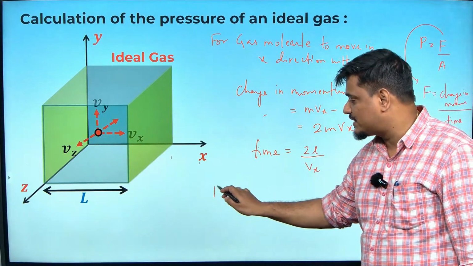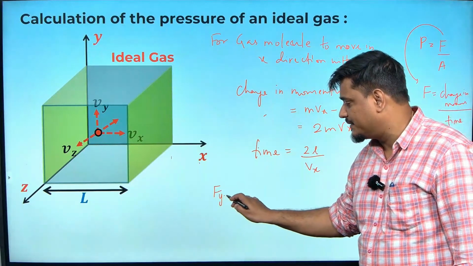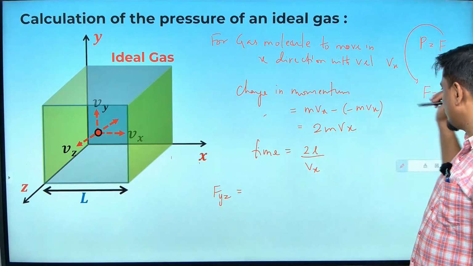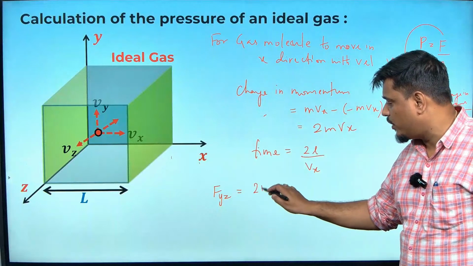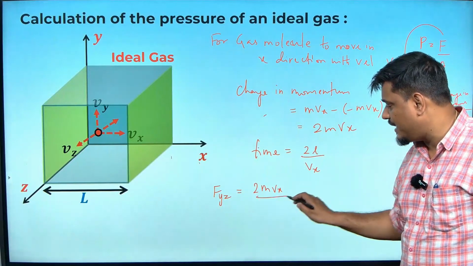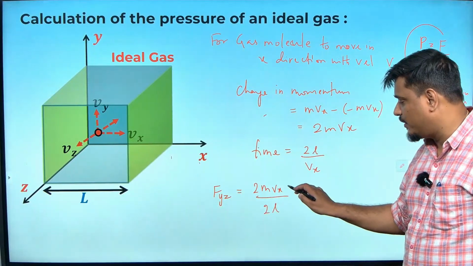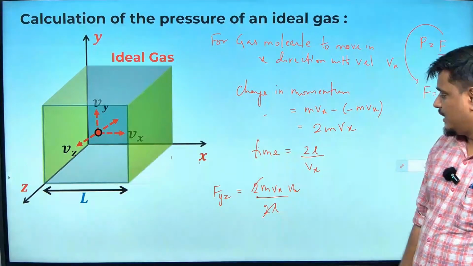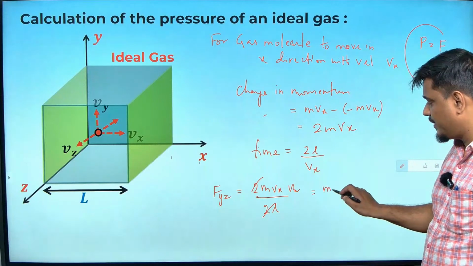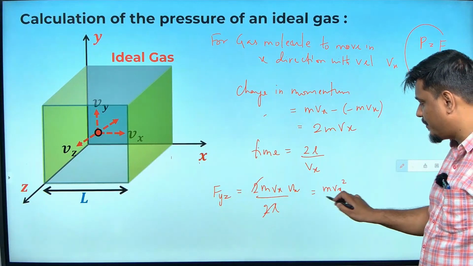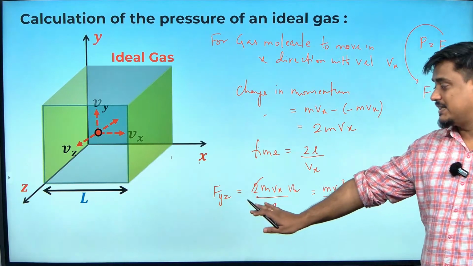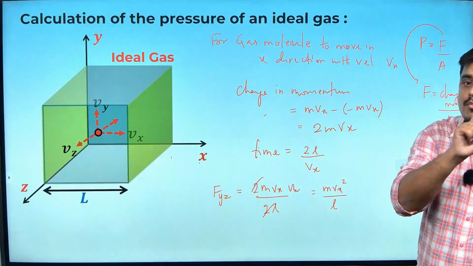What will be the force exerted on the YZ plane? That will become equal to change in momentum by time. That will become equal to 2 mvx by 2L over Vx. Vx will go above, right? The 2 gets cancelled. It will become mvx square by L. Do you agree? This is the force exerted on the YZ plane by one molecule of gas.